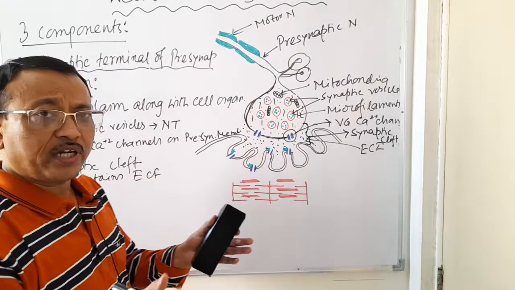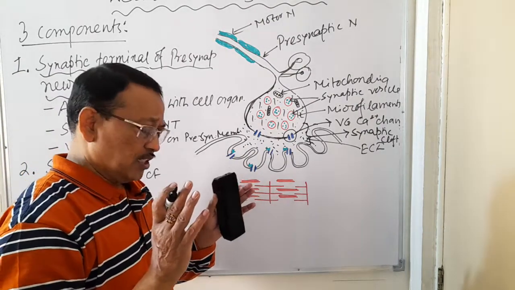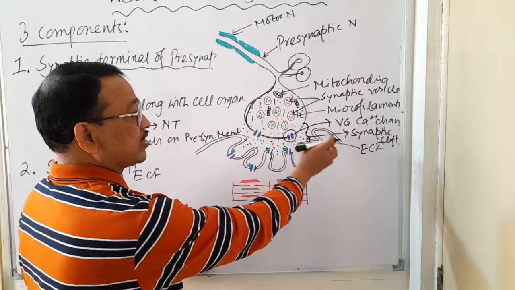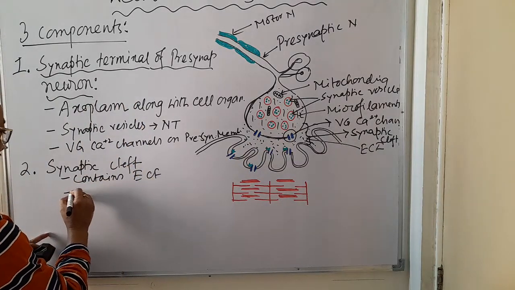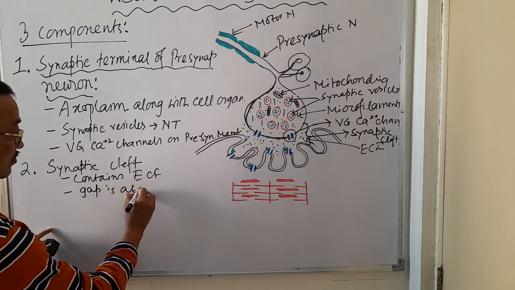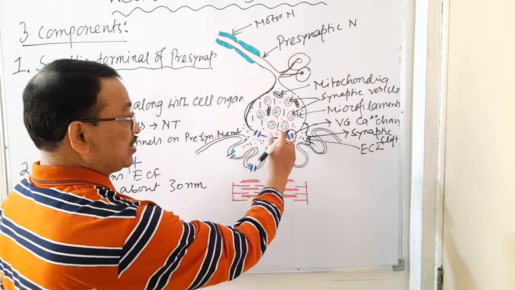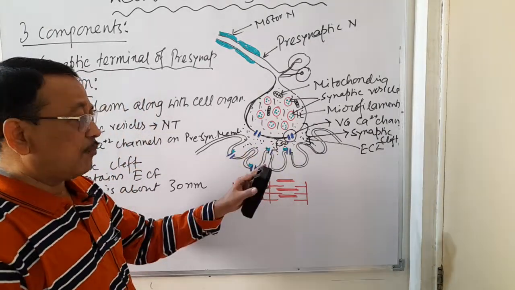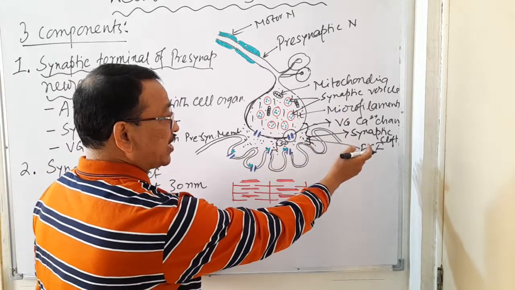Whatever components or substances are there in the extracellular fluid, all are present in this gap, which is known as the synaptic cleft. And this gap is about 30 nanometers. That is the gap known as the synaptic cleft, and it basically contains the extracellular fluid.